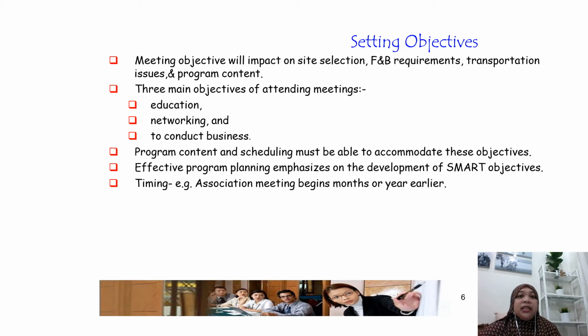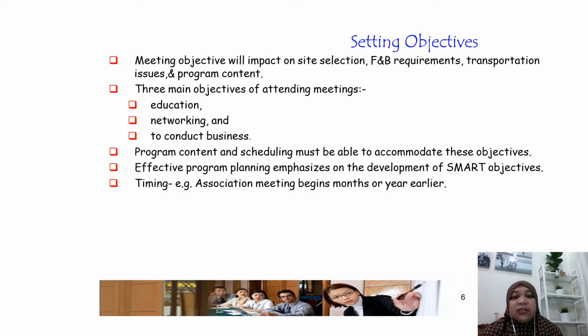So basically the three objectives of attending a meeting, why we come, this one we learned earlier in chapter 1. Number 1 for education, second one for networking, and the third one to conduct business. So basically, what you need to understand is that the content of every program or event you want to do must be able to accommodate these three objectives, or even just one is already good enough. Okay, and it will start with development of the SMART objective. So what does S stand for? Who remembers? Specific, measurable, attainable, reliable, and T for time, right.